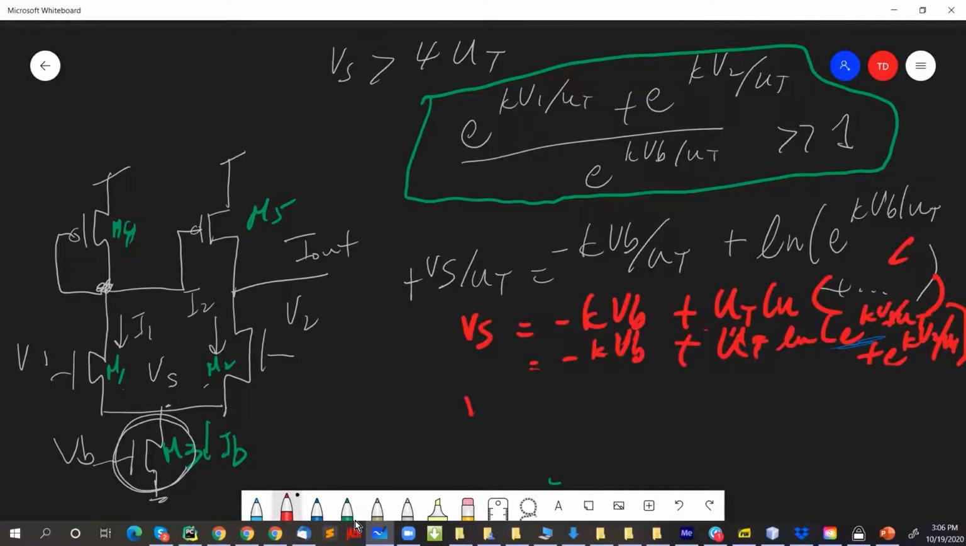Okay. So if you go through this, then you will see that Vs equals the max of V1, V2 minus VB. Can you guys see this? Let me do one more step before I get to this final equation, because I think it's too difficult to see. So this is minus kappa VB plus UT log of e to the kappa V1 over UT, right?